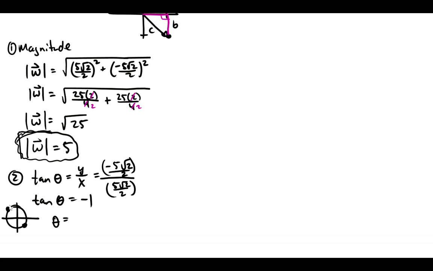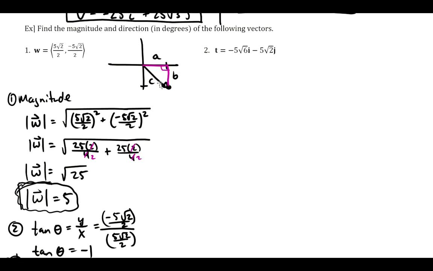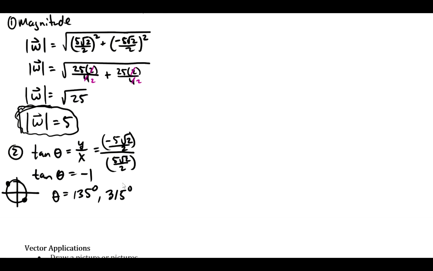So if I'm right in the middle of quadrant 2, that's 135 degrees. If I'm right in the middle of quadrant 4, that would be 315 degrees. So I would want to choose the correct one. Well, based on my original picture, it looks like I'm in quadrant 4, so I should choose the 315 degrees. Okay, so there we go. So we have our answer.